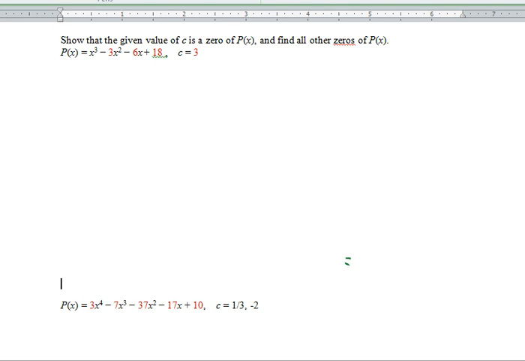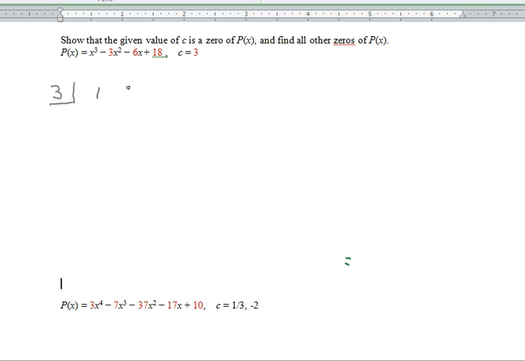Here we are going to show that a given value is a 0 of p of x, and then find all other zeros of p of x. We're given p of x equals x cubed minus 3x squared minus 6x plus 18, and the given 0 is 3. So we're going to divide using 3 as our divisor, and we'll be dividing into x cubed minus 3x squared minus 6x plus 18.